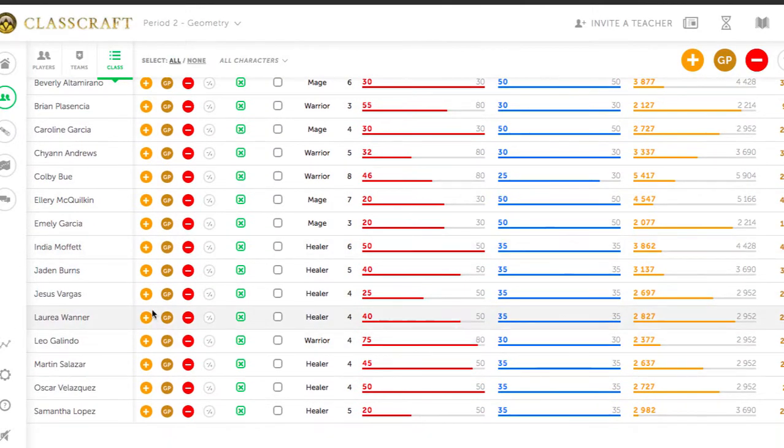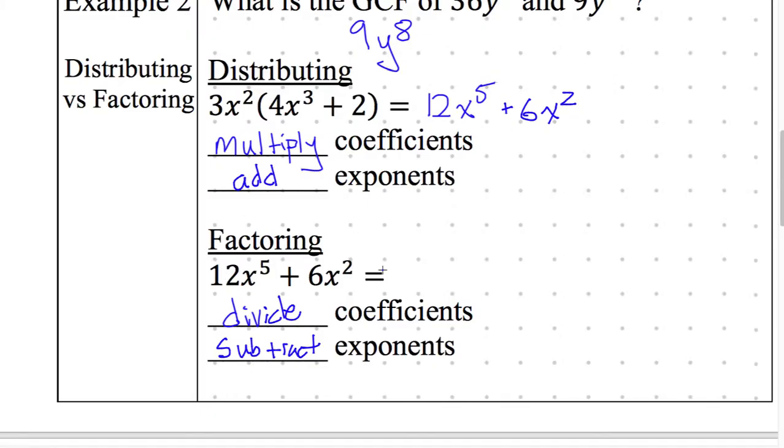Thank you, Lorea. And there you are. All right. So I'm, again, going to find the greatest common factor. What is the greatest common factor of 12x to the power of 5 and 6x to the power of 2? First do coefficients, then do the variable. Who can tell me? Greatest common factor.